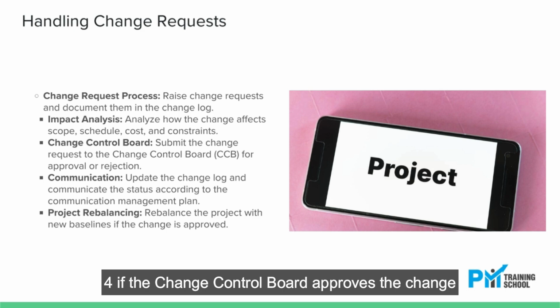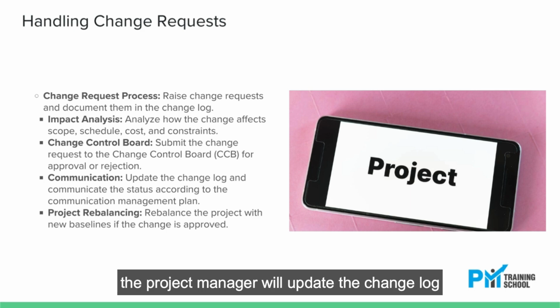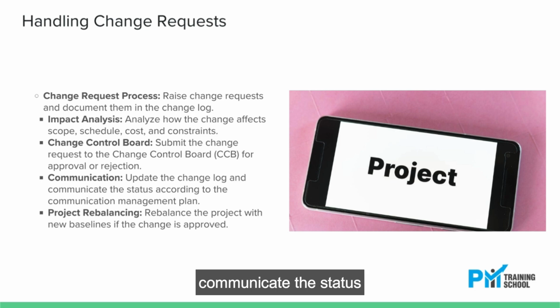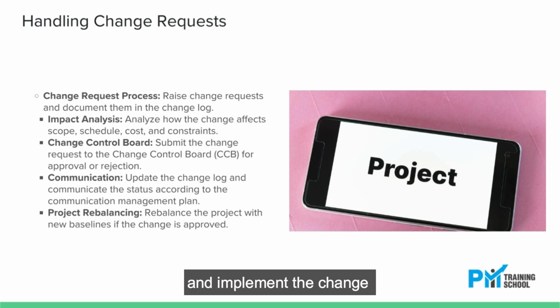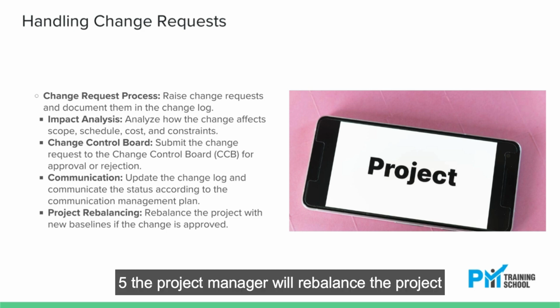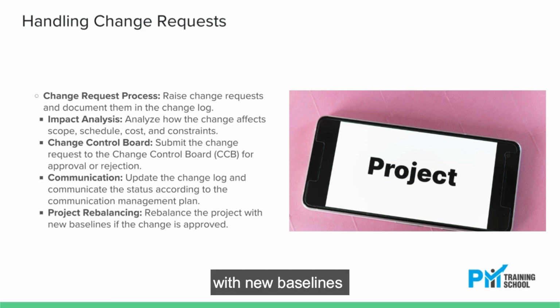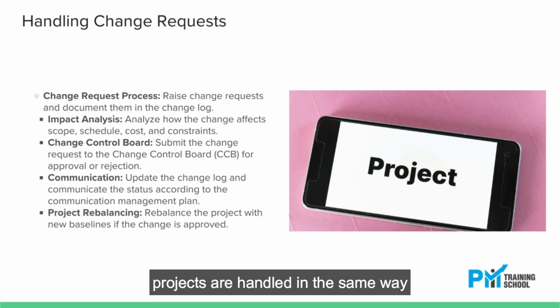4. If the change control board approves the change, the project manager will update the change log, communicate the status according to the communication management plan, and implement the change. 5. The project manager will rebalance the project with new baselines. 6. Note: change in predictive and hybrid projects are handled in the same way.